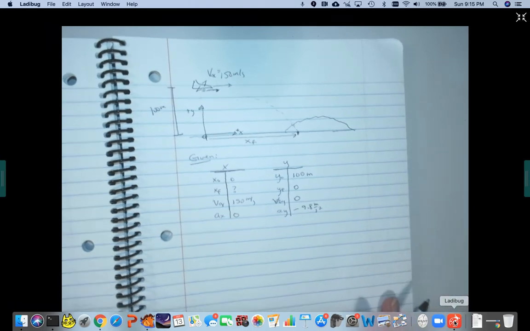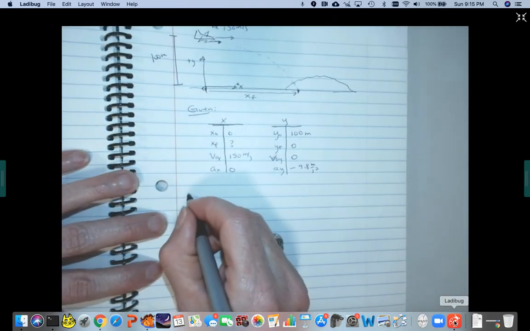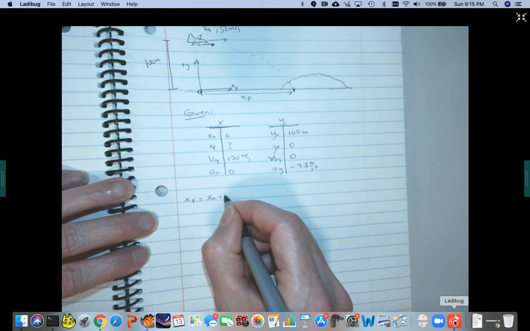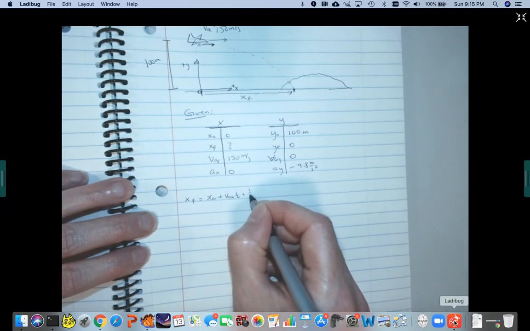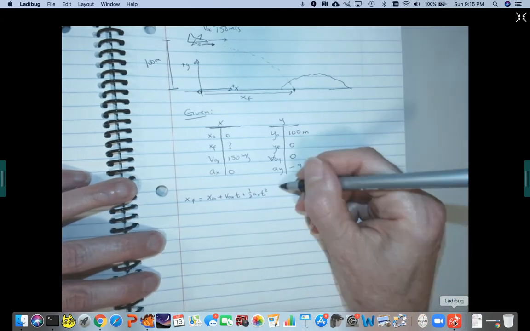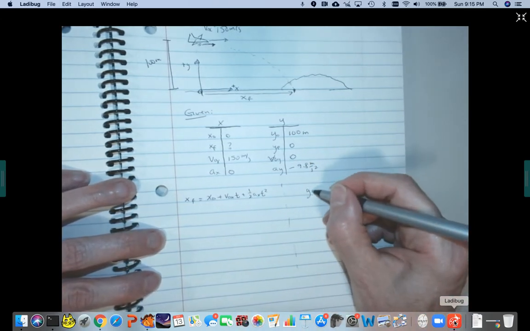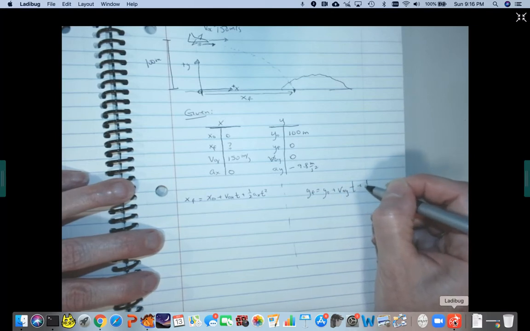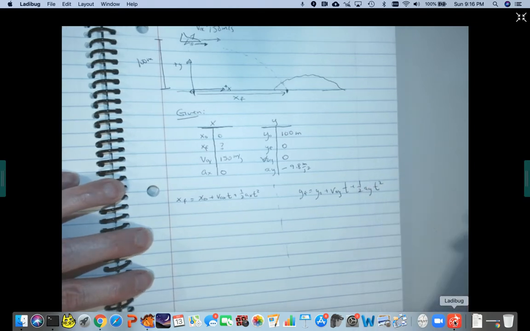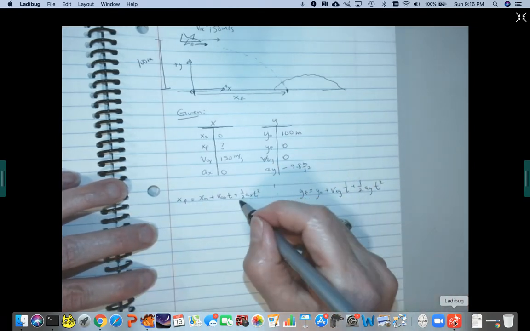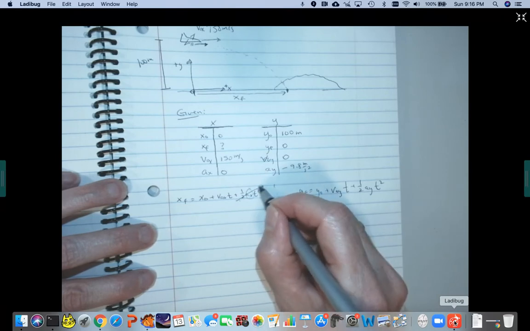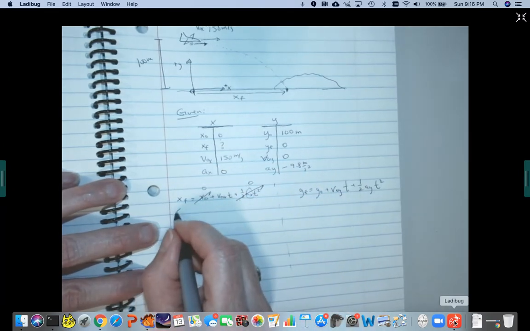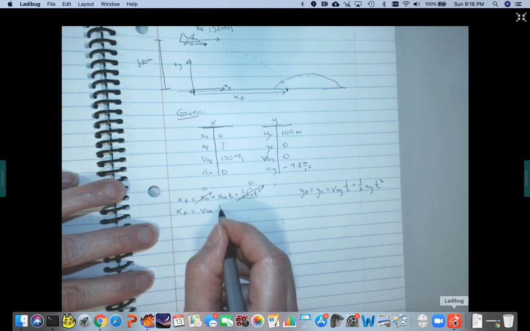Okay, if you don't know where to start, a good first step is to write down the equations of motion for the x and y direction. So x final is x initial plus v0x t plus 1/2 ax t squared. And then we can look at y as well. y final is y initial plus v0y t plus 1/2 ay t squared. Let's get rid of everything that we know is 0. My acceleration in the x direction is 0, so this whole term goes to 0. My initial x is 0, so I'm going to get rid of that. So here I get x final is v0x times t.